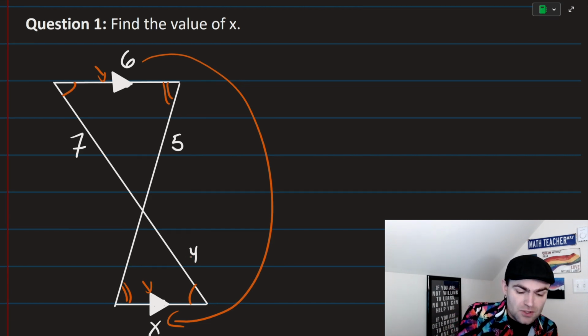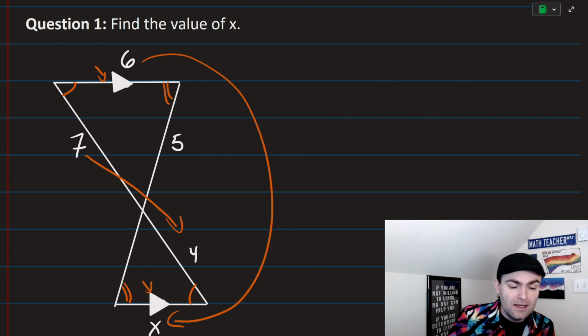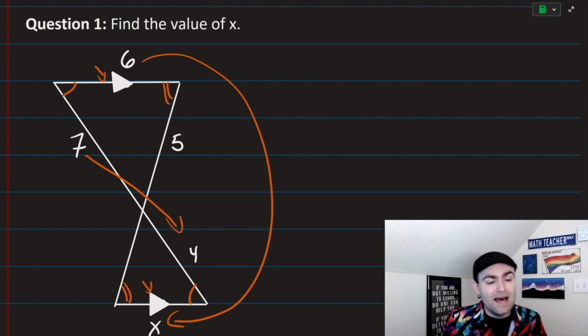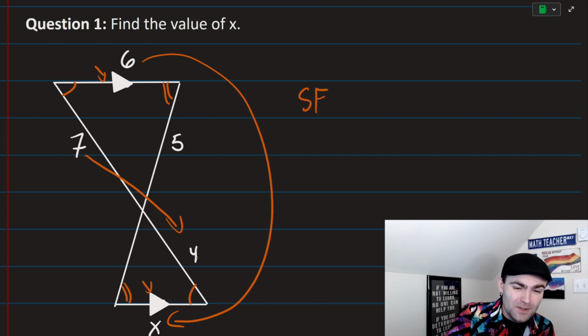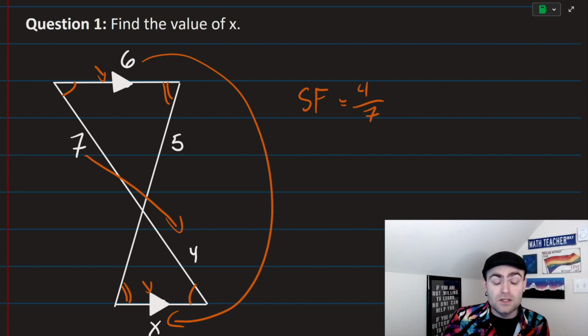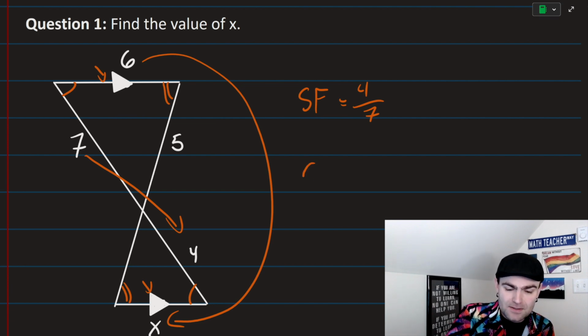Well, the 4 is touching the angle with one mark there, and so is the 7. So the 7 is turning into a 4, and in the way the 7 does that, the 6 will turn into the x. Scale factor is new over old. Our scale factor here is going to be the 4 divided by the 7 because the 4 is the new number and the 7 is the old number. And what we're going to do is multiply this scale factor by the 6.